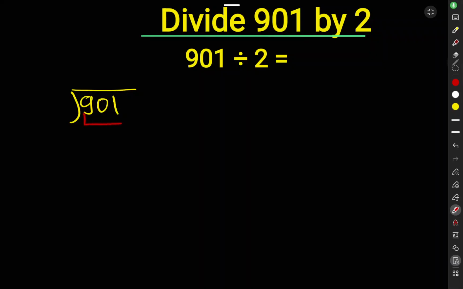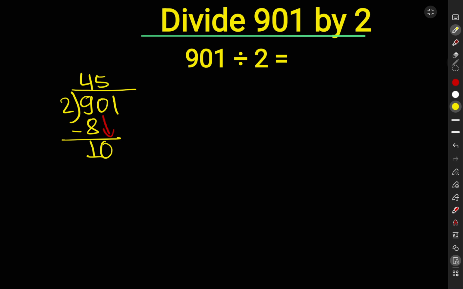Write 901 divided by 2 in the long division method. So 2 times 4 is 8. On subtracting we get 1. So now we put down this 0 and it is 10.